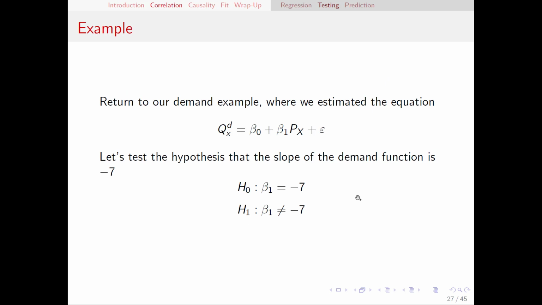Let's do an example with our demand dataset of a hypothesis test. We're going to go back to the original regression we ran in the last set of videos, where we estimated a bivariate regression for demand, with quantity simply as a function of price and nothing else. We're going to test the hypothesis that the slope of our demand function is -7. That is to say, our null is beta 1 equals -7, and our alternative hypothesis says beta 1 is not -7. That's step 1, stating our null and alternative hypotheses.